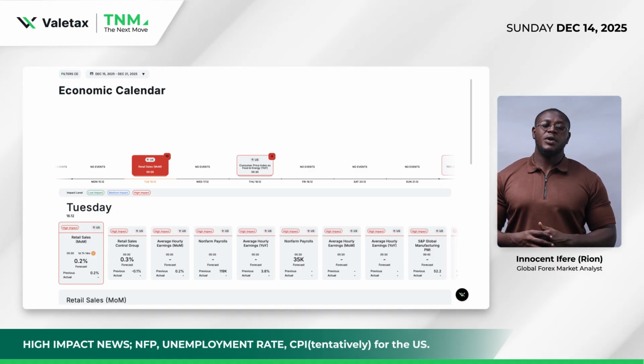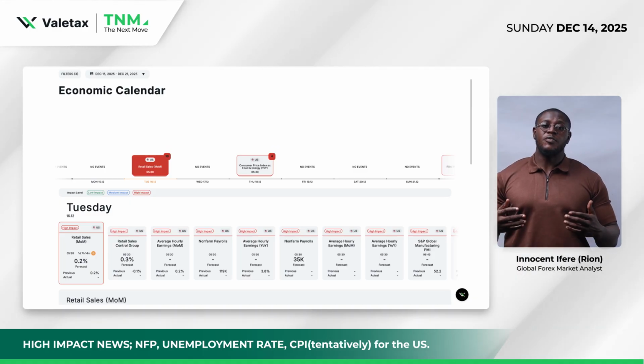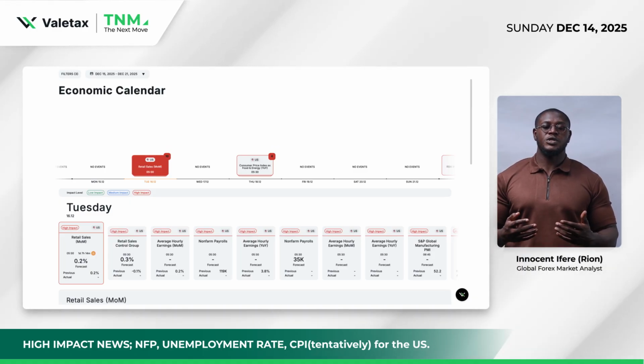We have the non-farm unemployment change coming up this week. We have the core retail sales for the USD, and we also have the unemployment rate for the USD this week, Tuesday. And on Thursday, we have the CPI tentatively for the USD as well. These are high impact news that could be affecting or influencing the movement of the aforementioned pairs for this week's analysis.